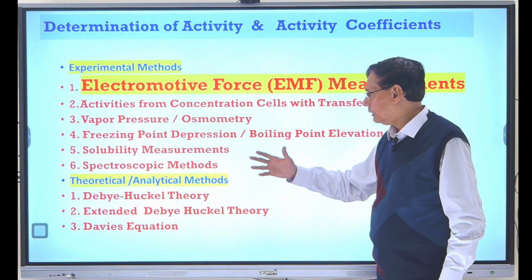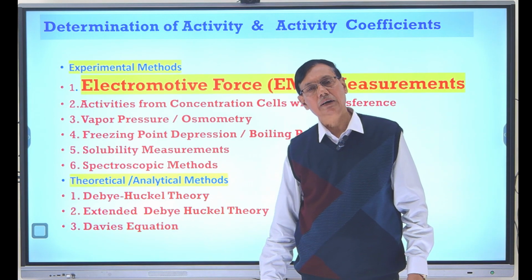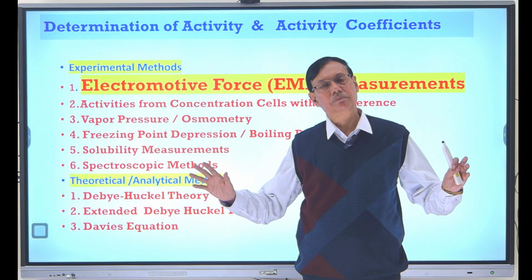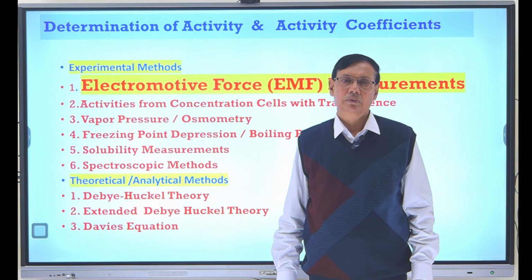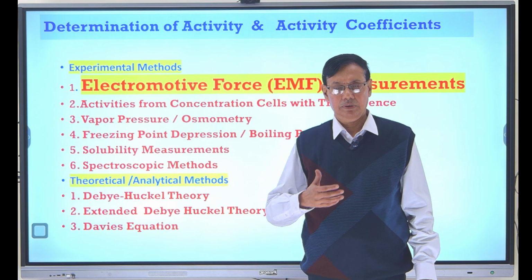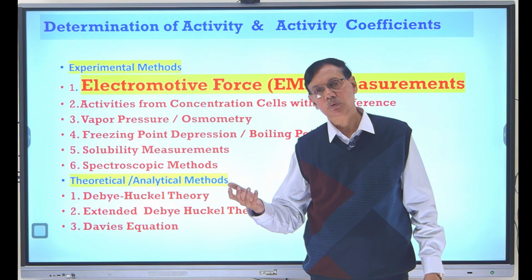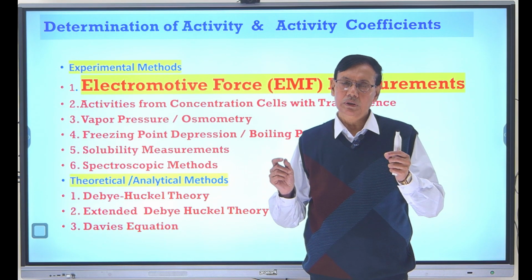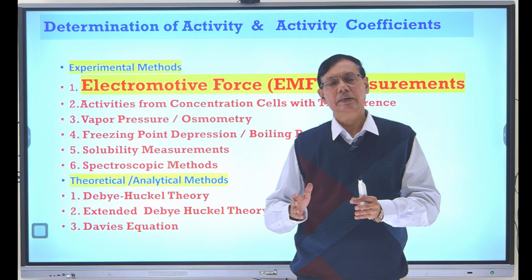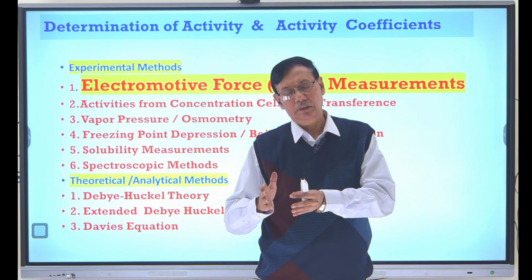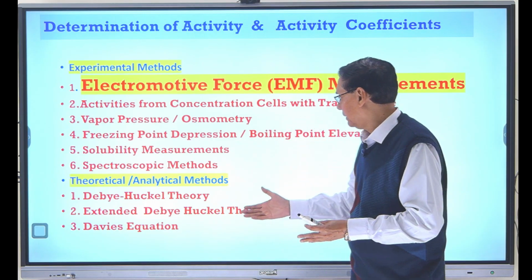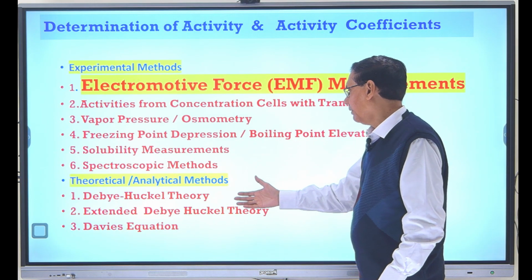Now, if I am talking about the theoretical method, you have already studied the Debye-Huckel theory in detail, and I have also prepared many lectures on the Debye-Huckel theory. And you know that there is a very good correlation between the activity coefficient and the ionic strength of the solution. So if you know the formula of the Debye-Huckel theory, you can calculate the activity coefficient with its help. If you know the concentration of the electrolyte and the ionic strength, you can calculate it. Similarly, there is an extended Debye-Huckel theory, the Davies equation.